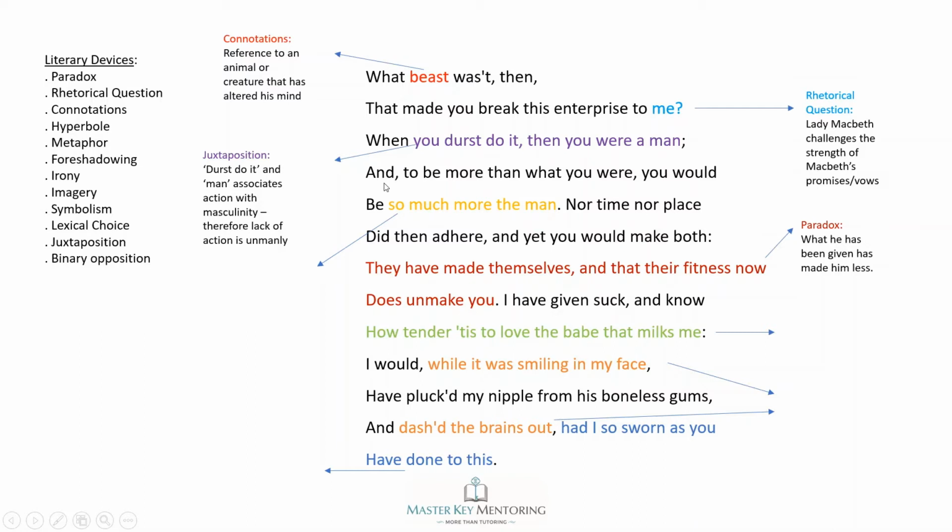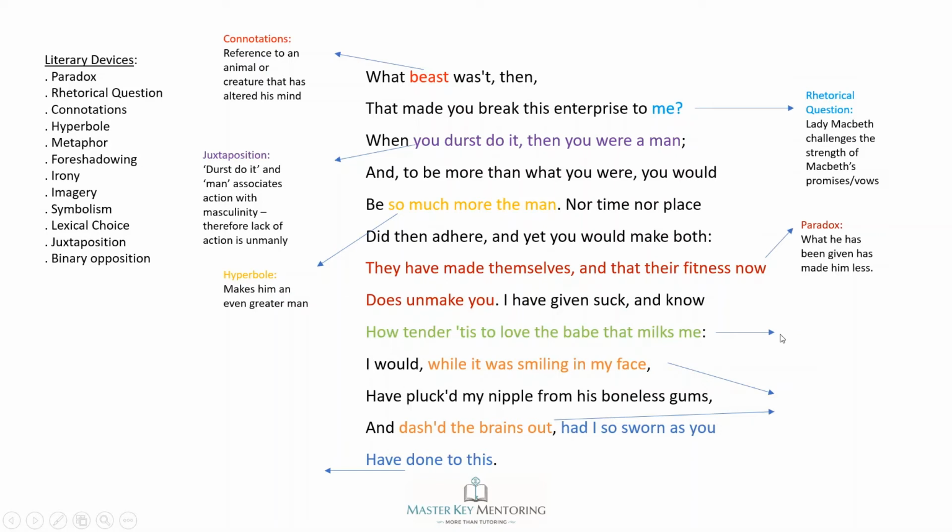So if we look at the line, "to be more than what you were, you would be so much more the man." Is that a paradox? No. Is it a rhetorical question? No. Is it connotations? No. Is it hyperbole? Yes. We can note that that is an example of hyperbole. Then you look at each of the other lines within the text and do the same thing.